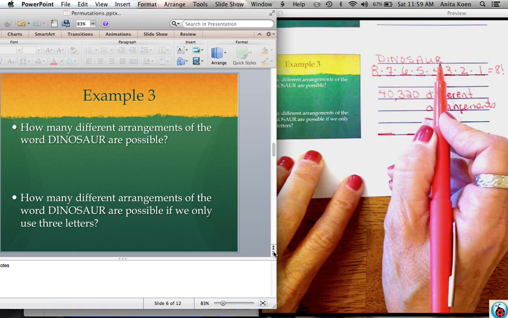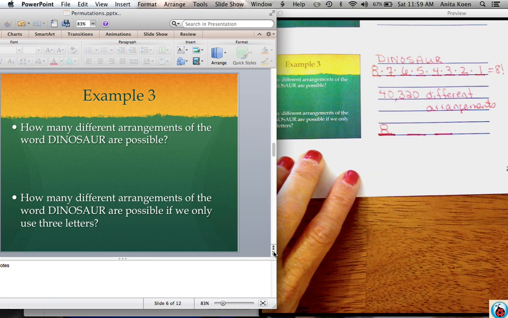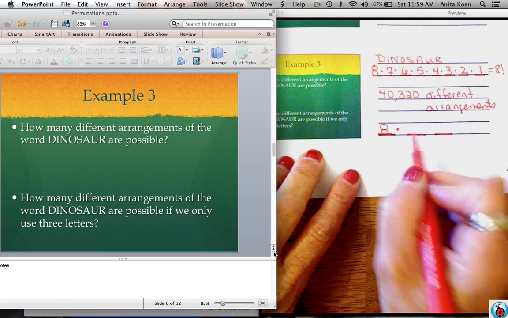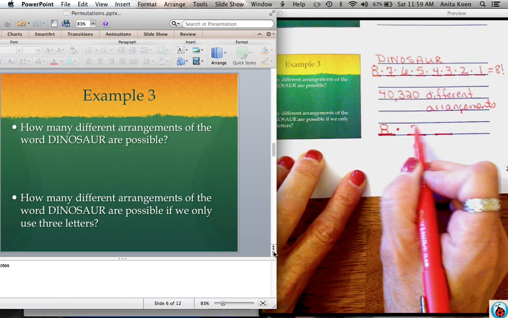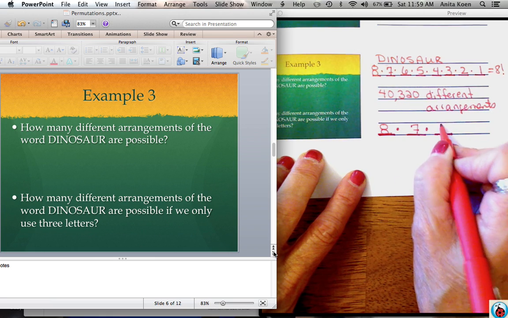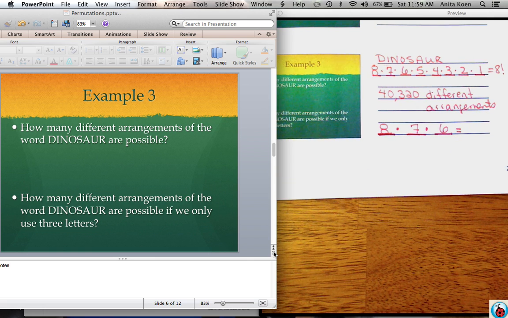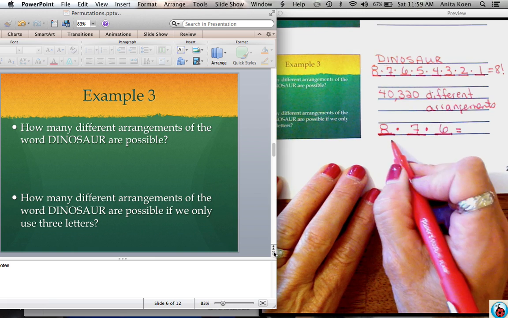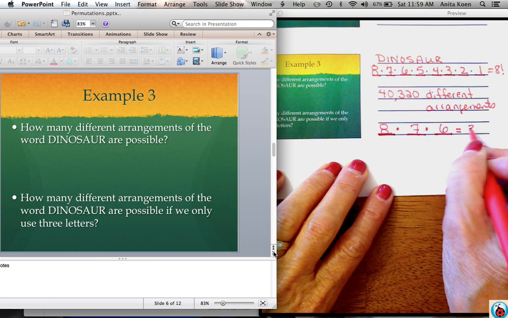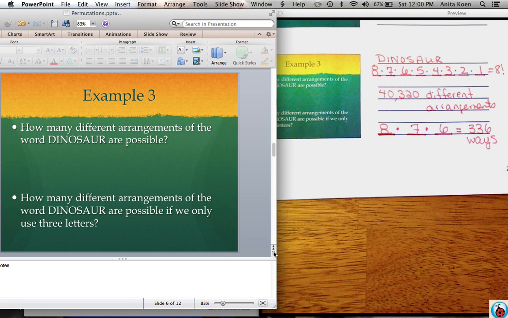Well, there are 8 letters in the word dinosaur to pick from for this first space. So there are 8 there. Then, once I've picked one of these letters, there's only 7 for the second space. And then, once I've picked 2 of these, there is only 6 left for the third space. And since I'm only using 3, I'm going to stop right there. I'm not going to multiply anymore. So 8 times 7 times 6 is 336 ways. There are 336 ways to pick 3 letters from the word dinosaur and line them up.